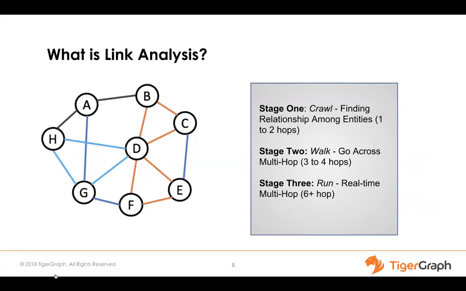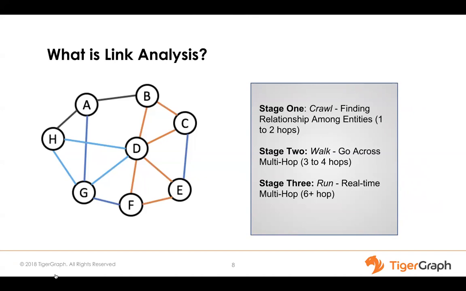And the final stage is running, which represents a much longer graph traversal. This means 6+ hops, and the speed is real time. And only TigerGraph among the current graph databases can achieve such performance for real-time deep link analysis. Just to clarify what a hop is, 1 hop in this chart is moving from vertex A to B, and 2 hops is from A to B to C.